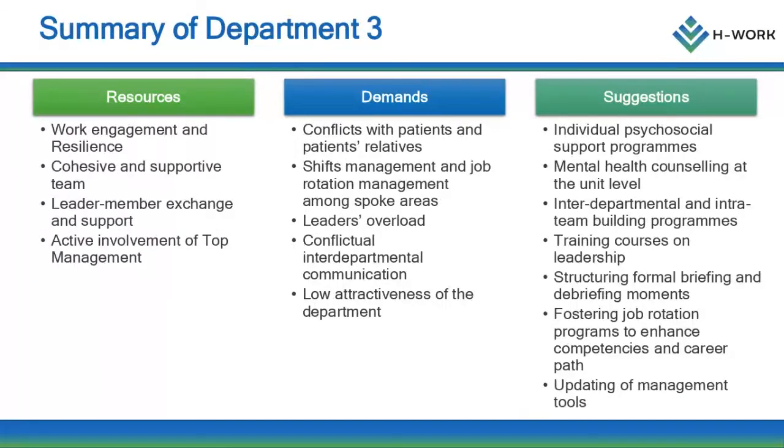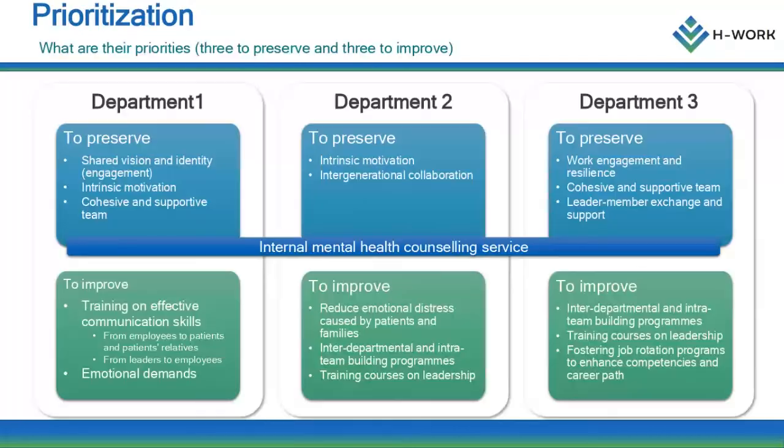So the next step was then to prioritize, so what are we going to focus on? Basically, they were asked in the stakeholder meeting to say these are the 3 things we want to preserve, these are the resources we want to facilitate and strengthen, and these are the 3 aspects that we want to work on to manage the demands better. So in Department 1, what they wanted to preserve and strengthen is a shared vision and identity for providing good patient care.